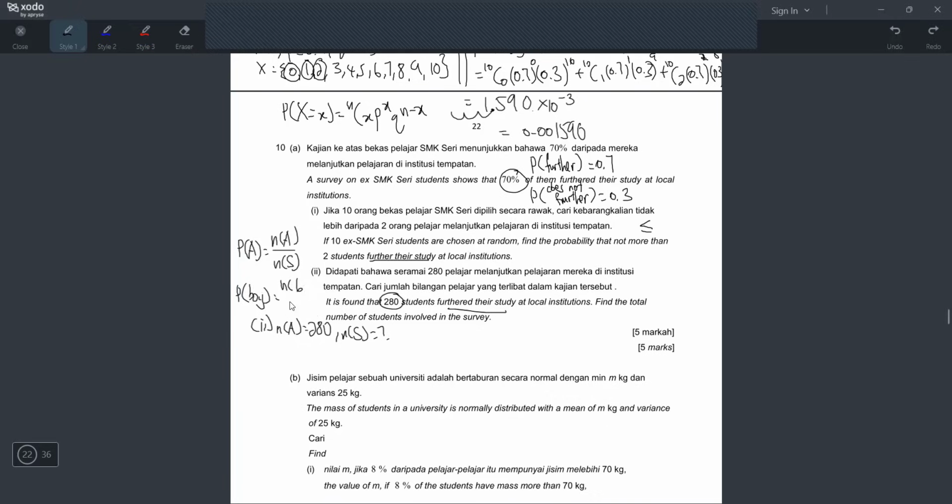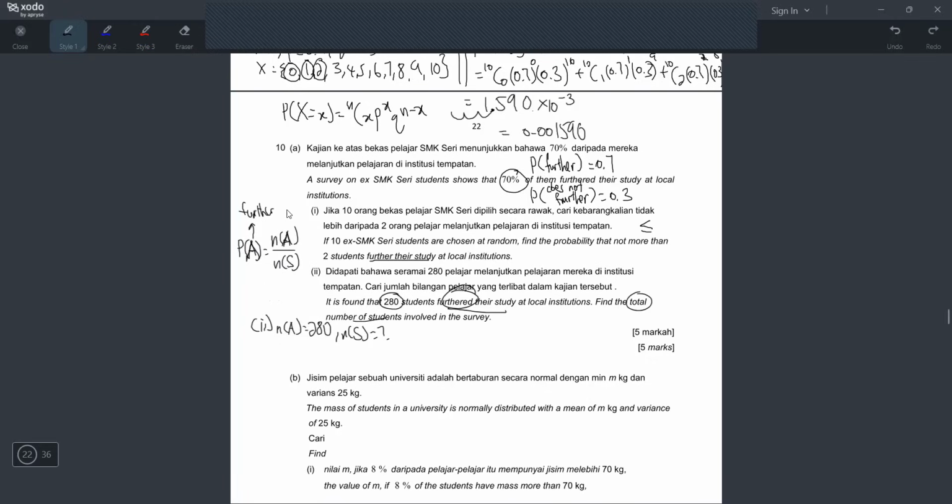So why did I put 280 as the NA? Because 280 is the number of students that further study. It means in this case my A will be further study. So the probability of further study will be the same as the number of students who further study, which is 280 over total. And the total they want to find, right?